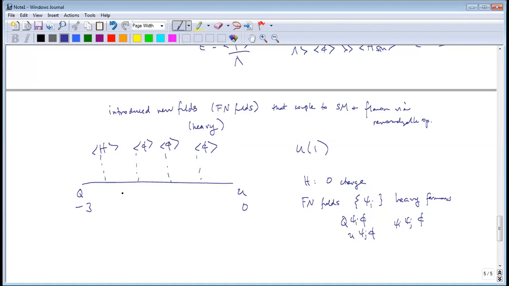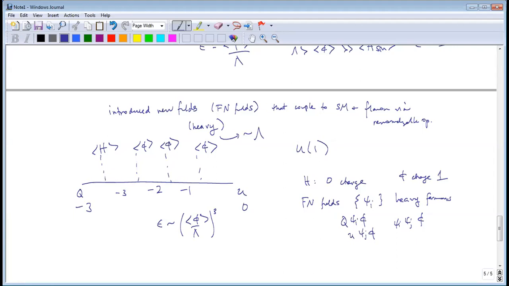So then we're going to go here. This is a Froggatt-Nielsen field inside this first element that I'm pointing to. And then we have an interaction, then we have to go -2 because let's just say the phi one has a charge of 1. And then we go to -1, and then finally we're there at 0. And so in this case, the epsilon is going to go like phi over lambda cubed, where lambda is basically the mass scale of the Froggatt-Nielsen fields. So that was their original picture.